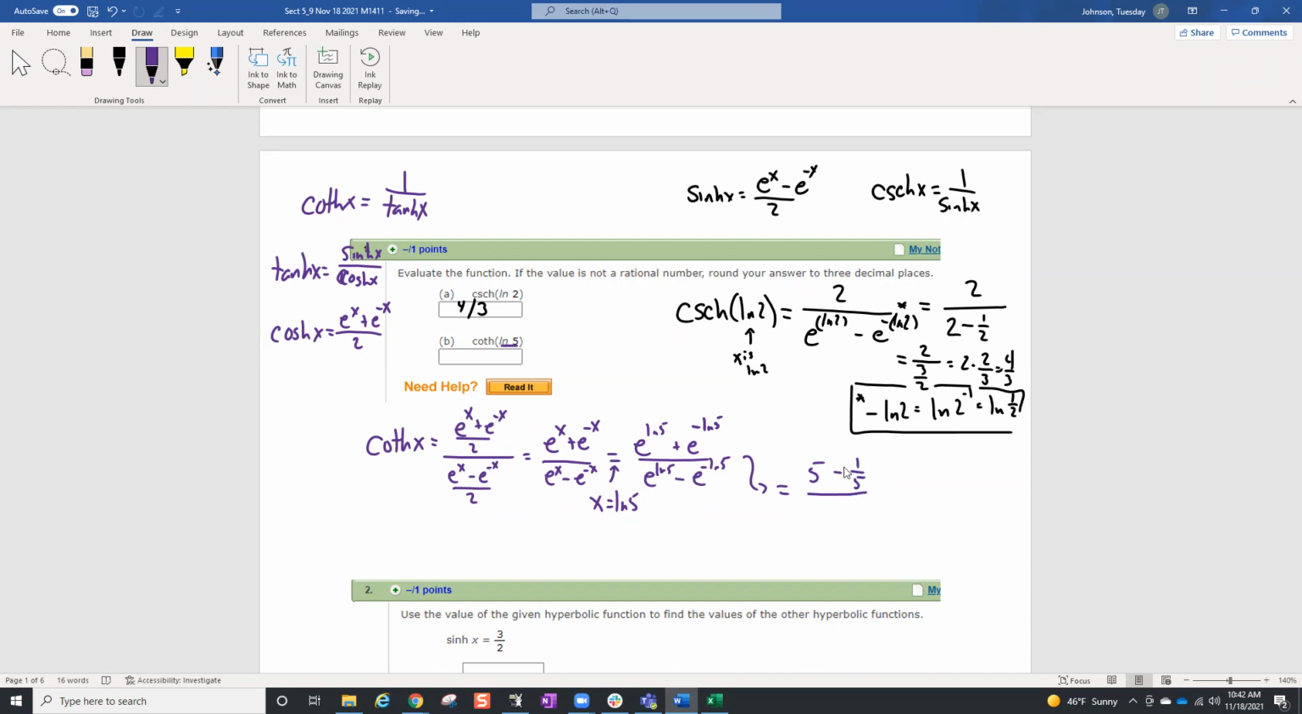In the denominator, we have exactly the same thing, but let me get my signs correct. 5 is 5 over 1. Denominator of 5 makes this 25 over 5, so this is 26 over 5. 25 minus 1 is 24 over 5, and we get 26 over 24. Cut each of these in half, and we're looking at 13/12. So evaluating hyperbolic trig functions comes down to evaluating exponential functions.